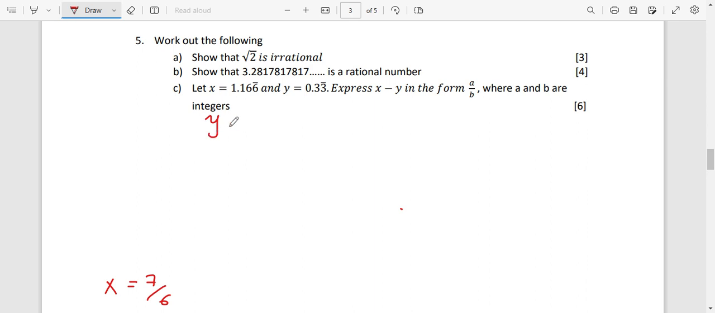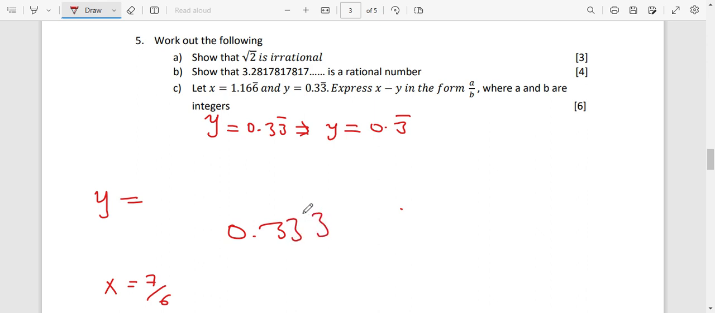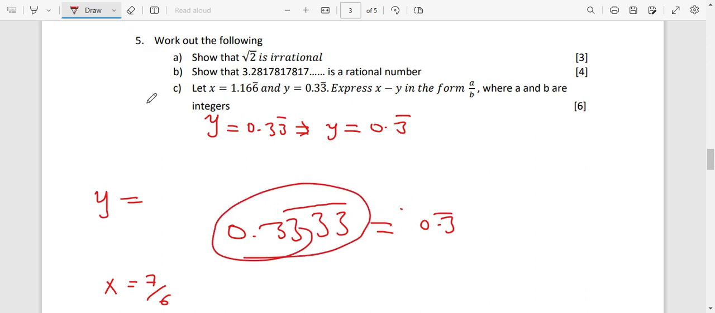And then let's also express y. y is equal to 0.33 with a dash. This one I can also write as y is equal to 0.3 with a dash instead of 0.33 with a dash. That's wasting time. Even if they gave you y as 0.33 like this, and said express it in the form a over b, you can write this as 0.3 with a dash. That's the same thing. You can't be working with that.